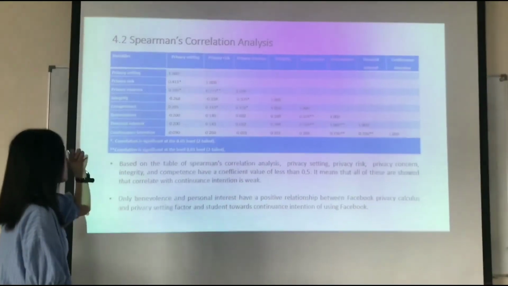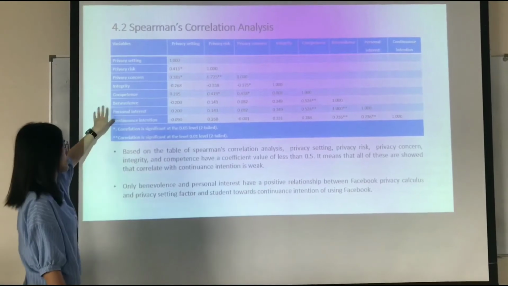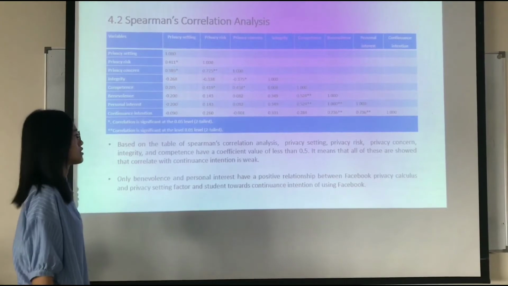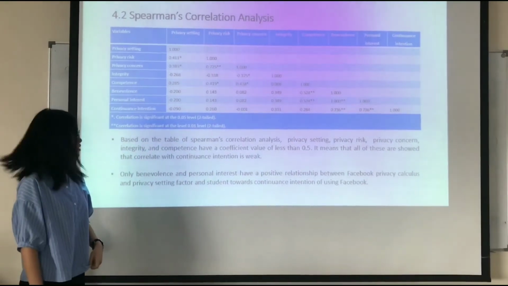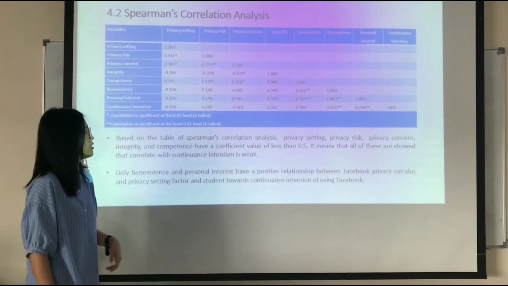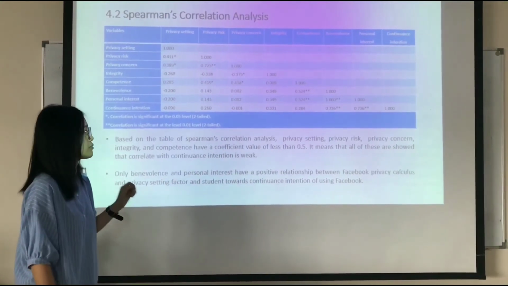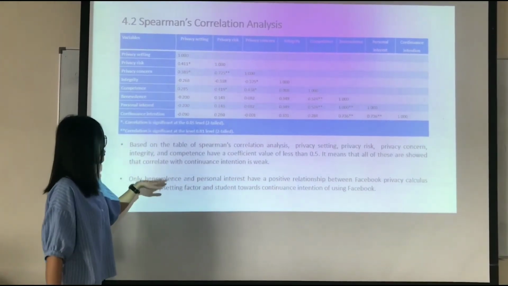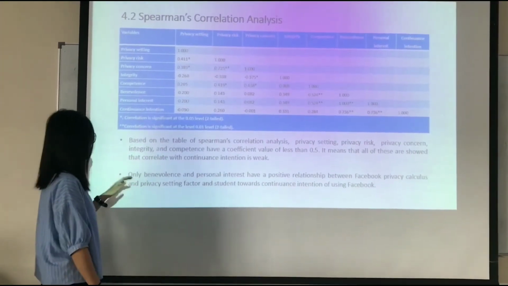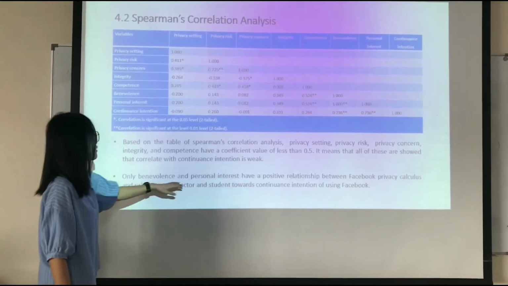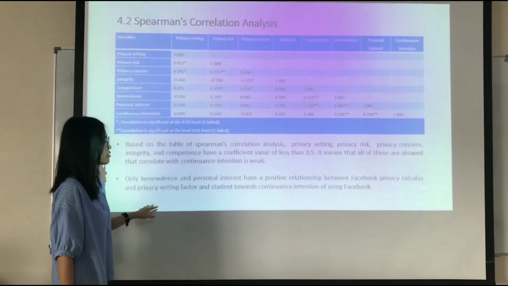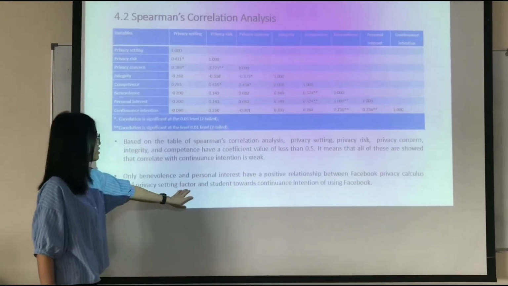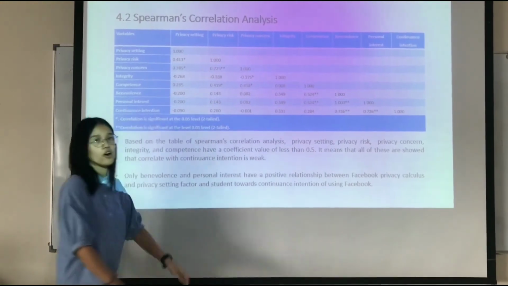This is the Spearman correlation analysis. Based on this table, privacy setting, privacy risk, privacy concern, integrity, and competence have a coefficient value of less than 0.5. It means that the correlation of all of these with continuous intention is weak. Only benevolence and personal interest have a positive relation between Facebook privacy calculus and the privacy setting factor and students' continuous intention for using Facebook.